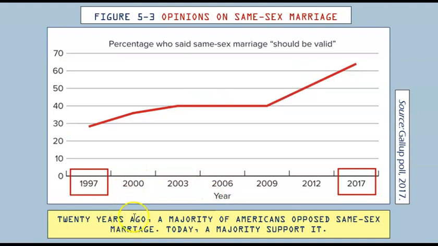This is the graph that I was speaking about earlier. It's opinions on same-sex marriage. So in 97, you had maybe 27% of those approving of same-sex marriage. And today, you can see the majority of people support it, ranking over 60% or 65%. And that was 2017, so I can only assume that there's an upward trajectory there.